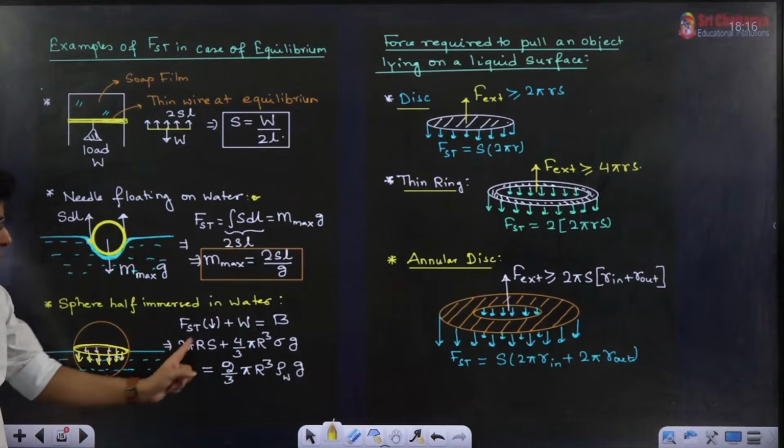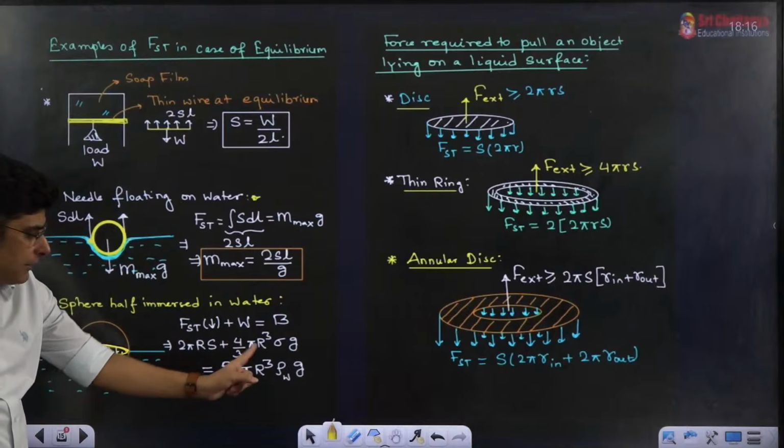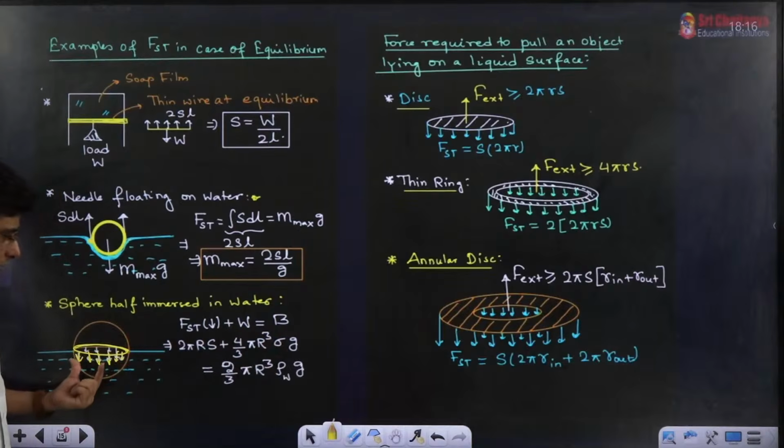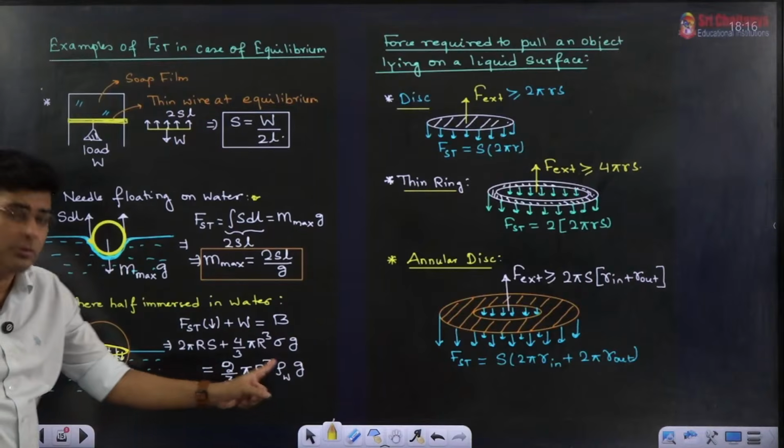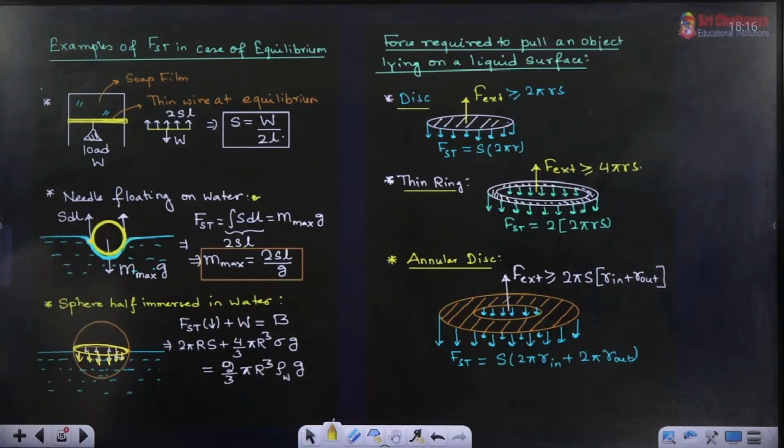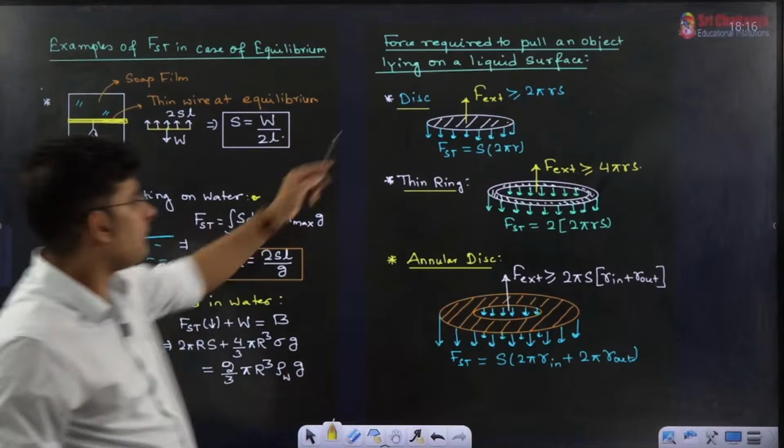Put surface tension force 2 pi r s, weight is 4 by 3 pi r cube sigma g, and for buoyant force only half the volume is inside, that's why I have used 2 by 3 pi r cube rho water into g. This is one example, an important example.